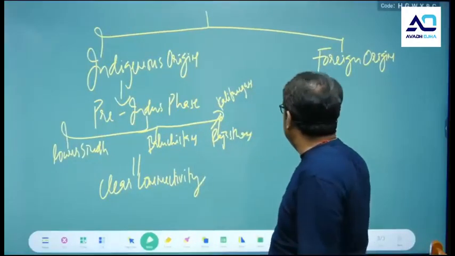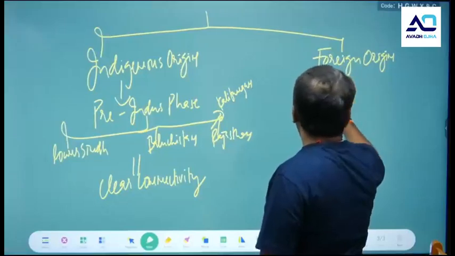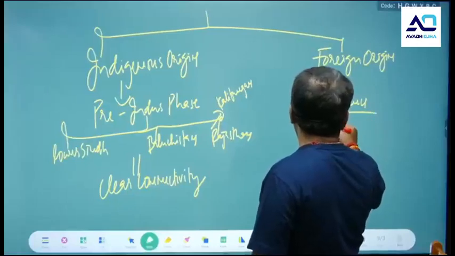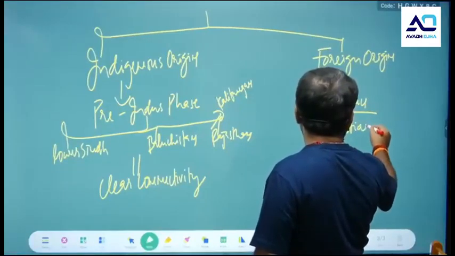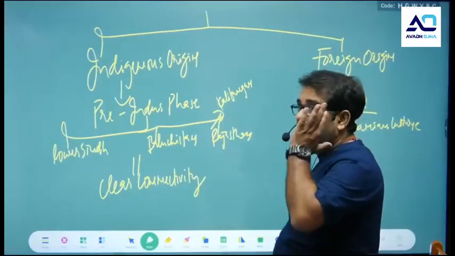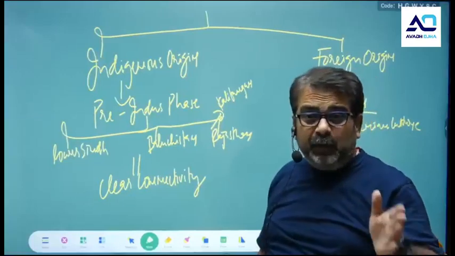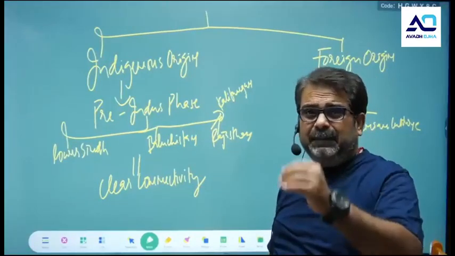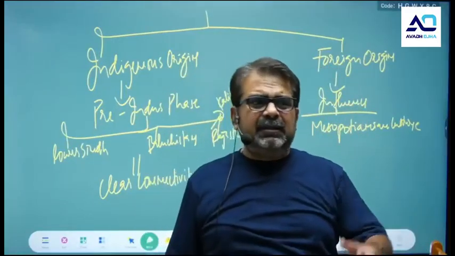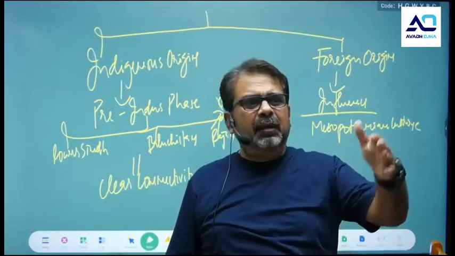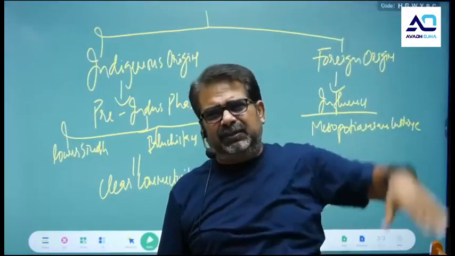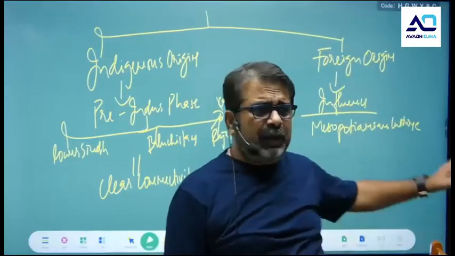Foreign origin says influence of Mesopotamian culture. But if it was the influence of Mesopotamian culture, like independent India is under the influence of Britain, so Britain is ahead of us in certain things. Here the story is reverse.